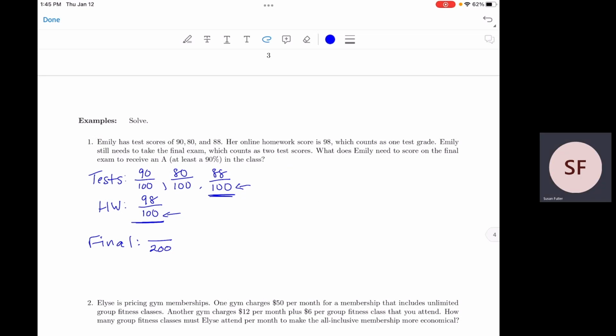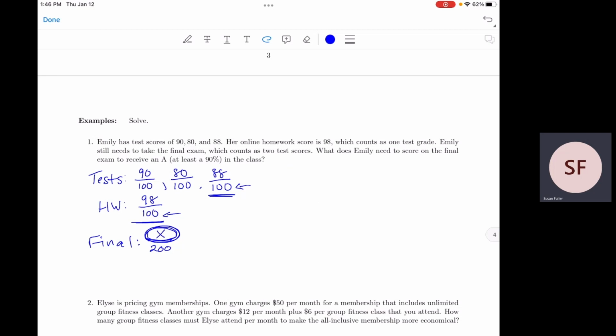My next step is going to be figuring out what the variable should represent. If there's any missing information, that's usually a good clue as to what your variable should represent. So if I look at what I'm given, the big thing that stands out to me that I'm missing is right here: how many points does she earn on the final? That's the missing information here. And we're asked to find, what does Emily need to score on the final exam? What does she need to score? That's what we're asked for, and that's the missing information.